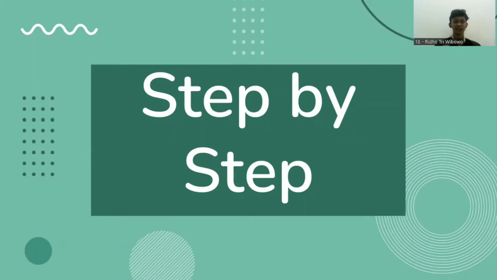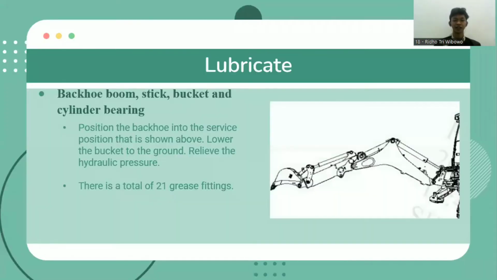All right, next I will explain to you guys about step by step doing 10 hours preventive maintenance or daily PM. The first job we must do while doing daily PM is lubricate. There are many components that we must lubricate. First is backhoe boom, stick, bucket, and cylinder bearing.